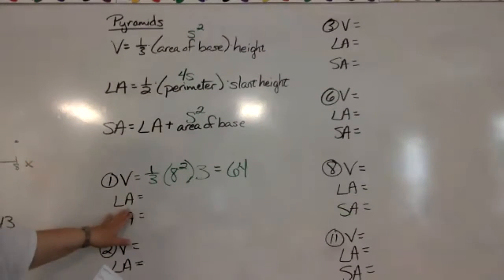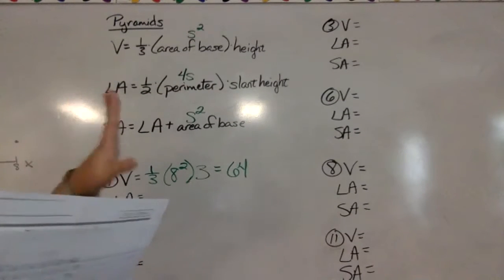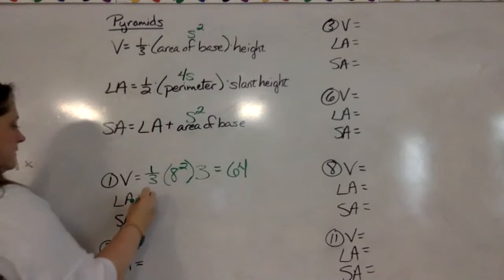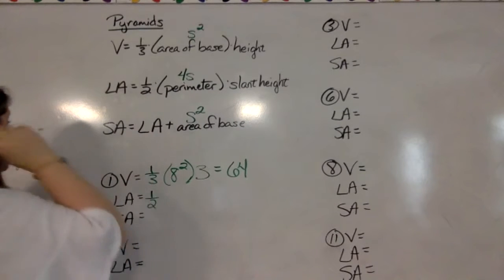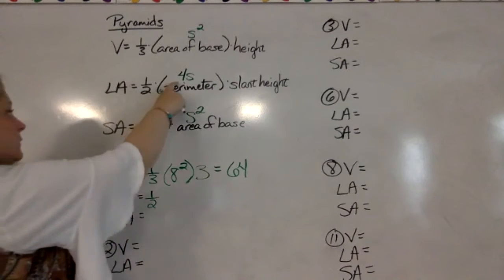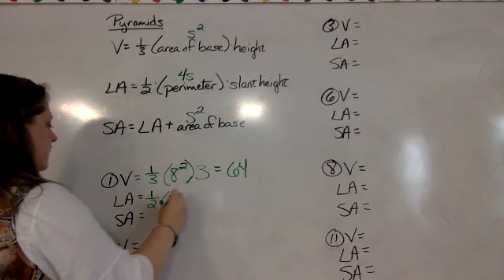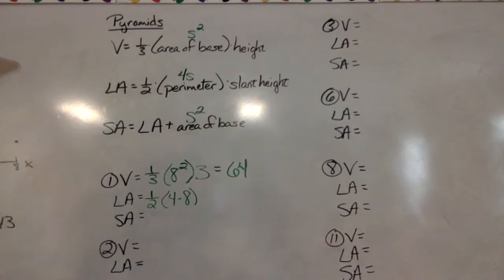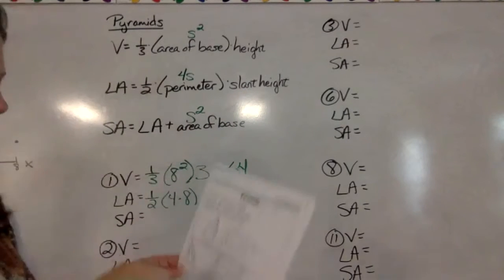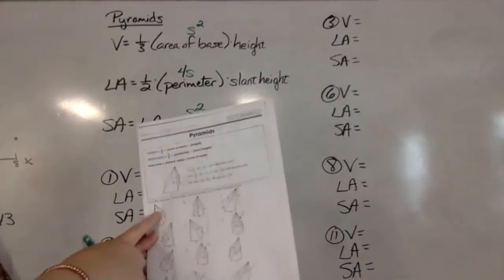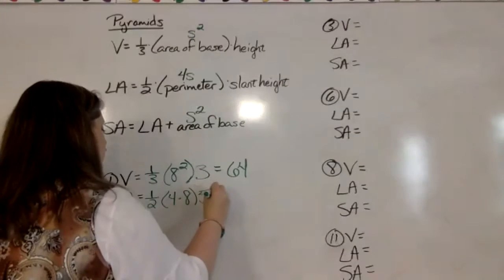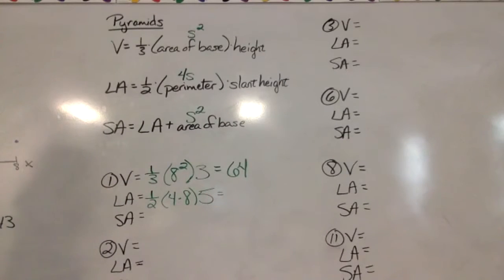Now, for our lateral area, remember that's the 4 triangles that are standing up on the pyramid. So it's 1/2 times the base perimeter, which is 4 times the length of a side, so 4 times 8, times our slant height. Now the slant height is the side that's leaning up on the pyramid, and you'll notice on the picture it is labeled that it's a 5.